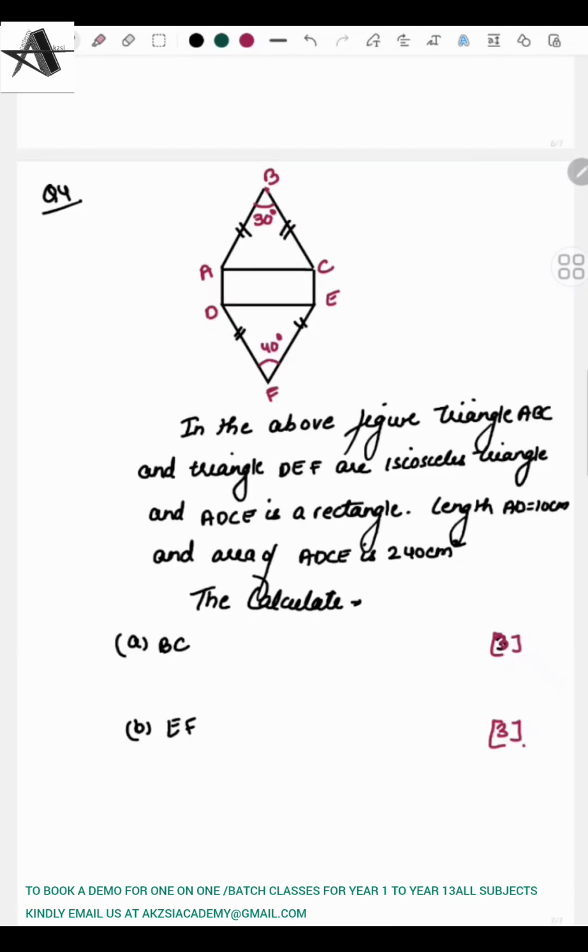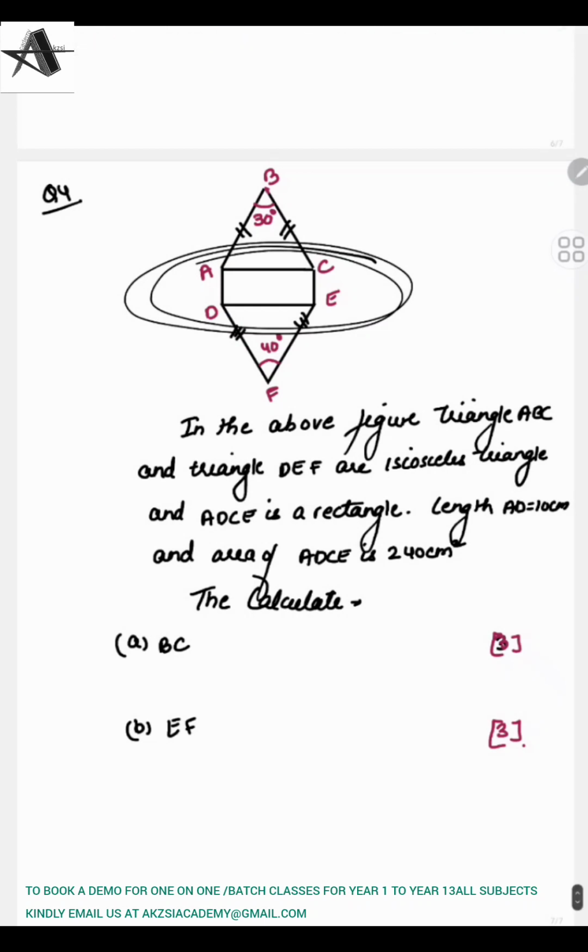It says in the above figure triangle ABC and triangle DEF are isosceles triangles. So these two sides, the double hedge sides, are given and they are equal. ADCE is a rectangle, which helps us know that opposite sides are equal. Now the next thing is, they have mentioned the length AD is 10 centimeters.